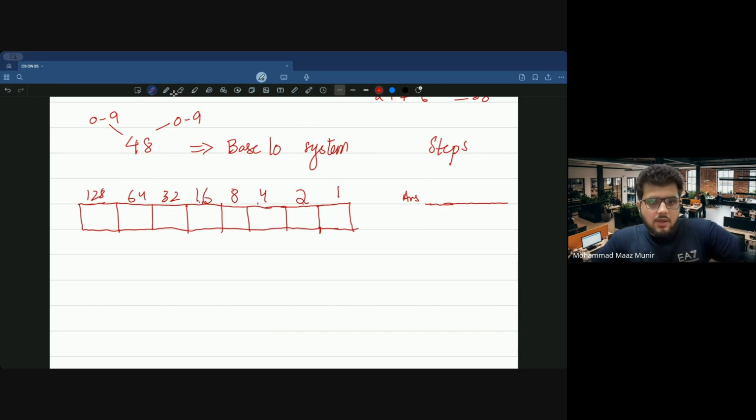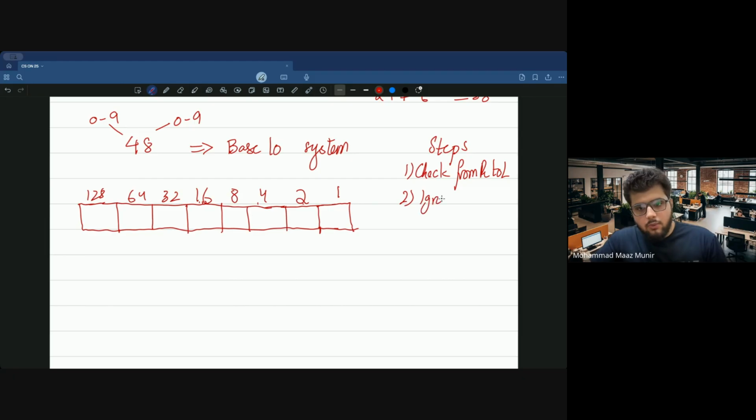Now, steps. Let me just erase this. These steps are really cool. The first step: always check from right to left. If you remember, yesterday I said left to right. This time you need to check from right to left, because we need to ignore the values that are greater than 48.